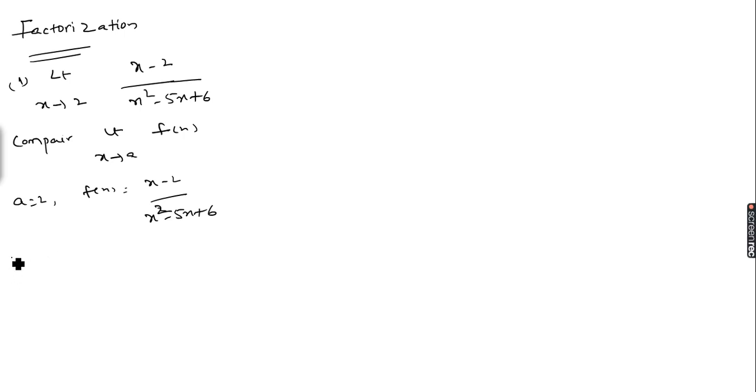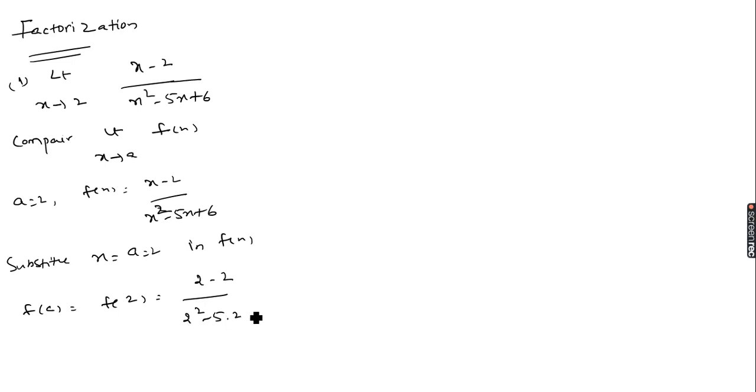So substitute x is equal to a, that is equal to 2, in f of x. So that is f of a, equal to f of 2, that is 2 minus 2 by 2 square minus 5 into 2 plus 6. So we get 0 by 4 minus 10 plus 6. What is the form? The form is 0 by 0.